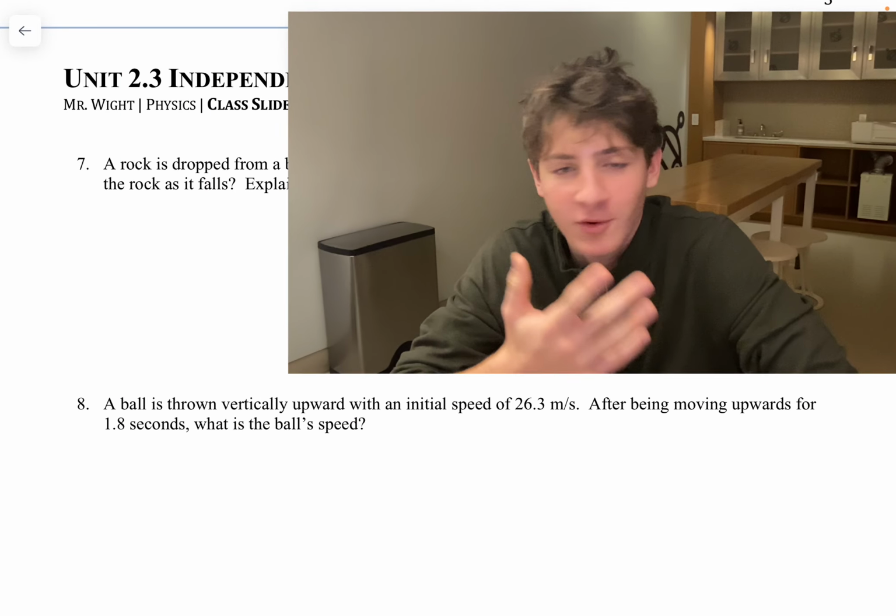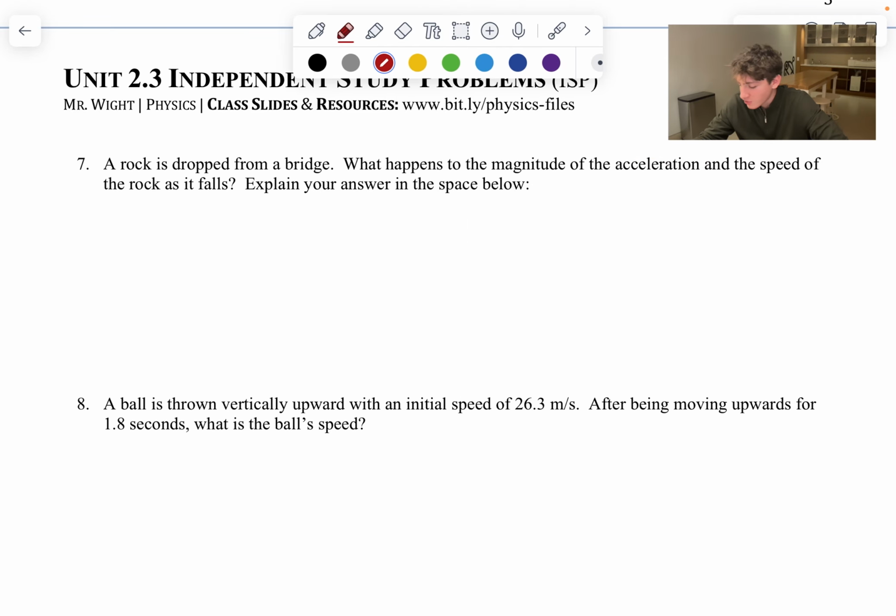Okay, so let's move on to question number 7. So for question number 7 here, a rock is dropped from a bridge. What happens to the magnitude of the acceleration and the speed of the rock as it falls? We could just explain it and discuss it, but I think it would be much better if we go to a little simulator and we talk about what's actually happening while we test the scenario using the simulator. So let's go do that.